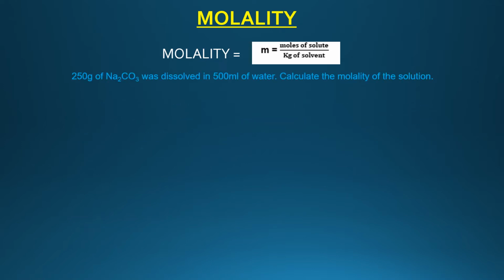Here we have to find the molality of a solution which is made by dissolving 250 grams of sodium carbonate in 500 ml water. So when we substitute our values, the first thing we do is to find the mole of sodium carbonate. So 250 divided by the Mr of sodium carbonate, which is 106, and the moles comes to 2.36 moles.